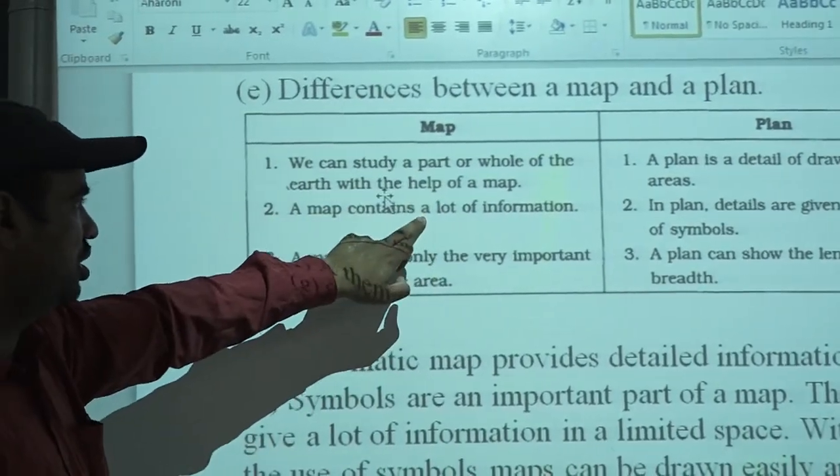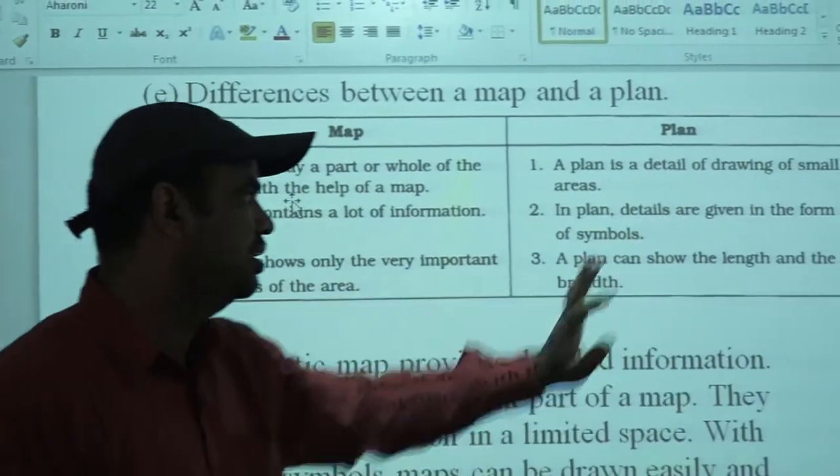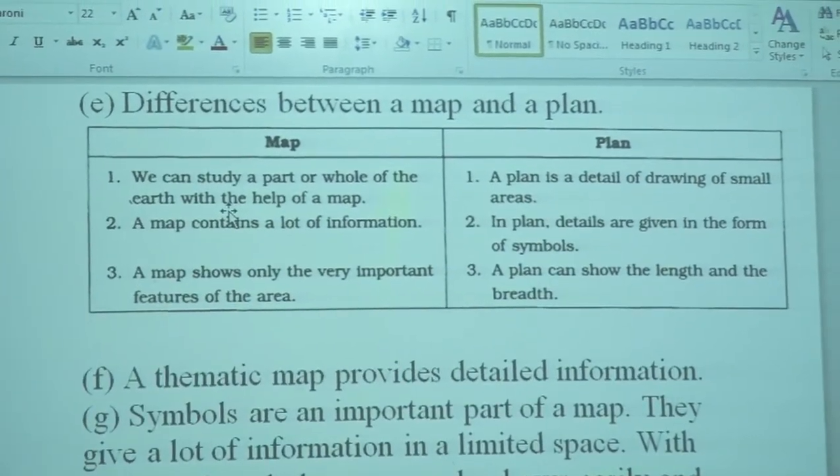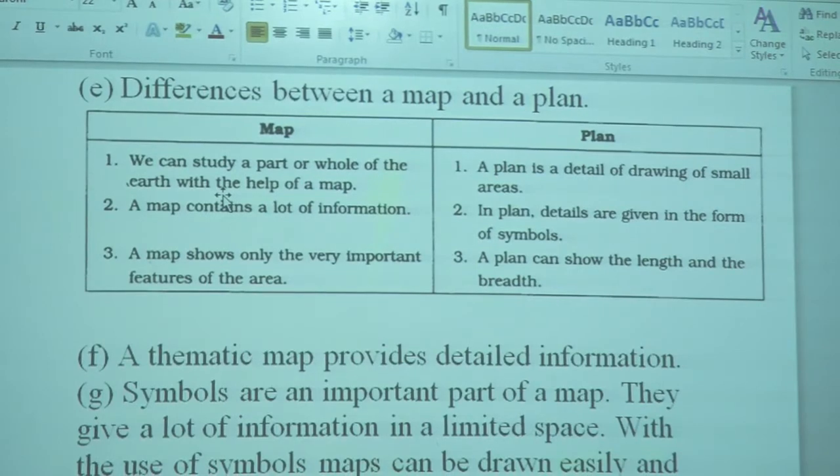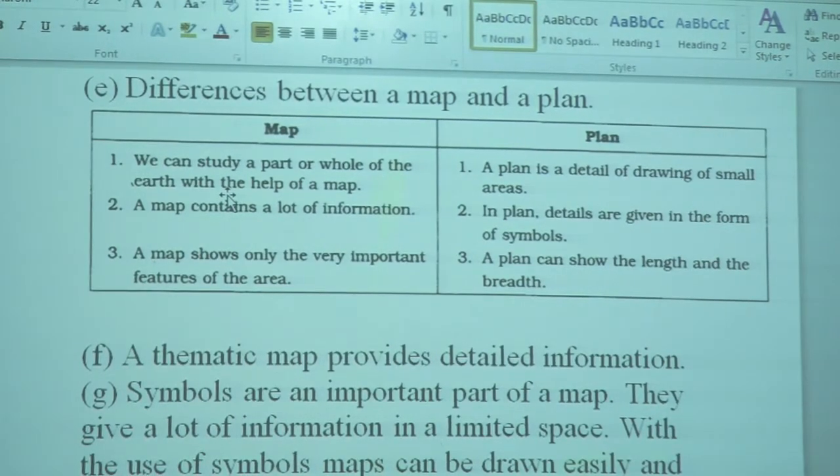On a map, a lot of information is there, but on a plan, the information is specific. It is designed, and it is theme based. So this is the difference.